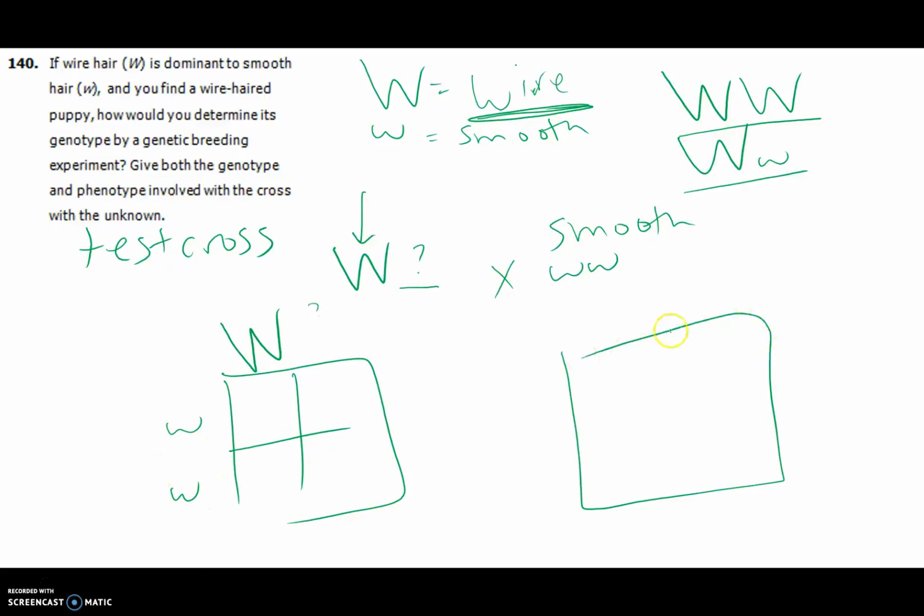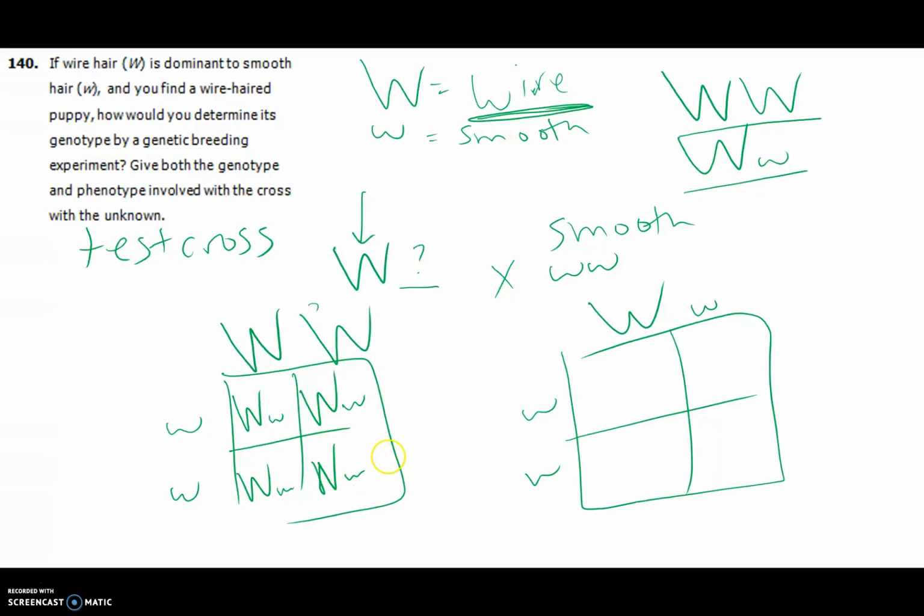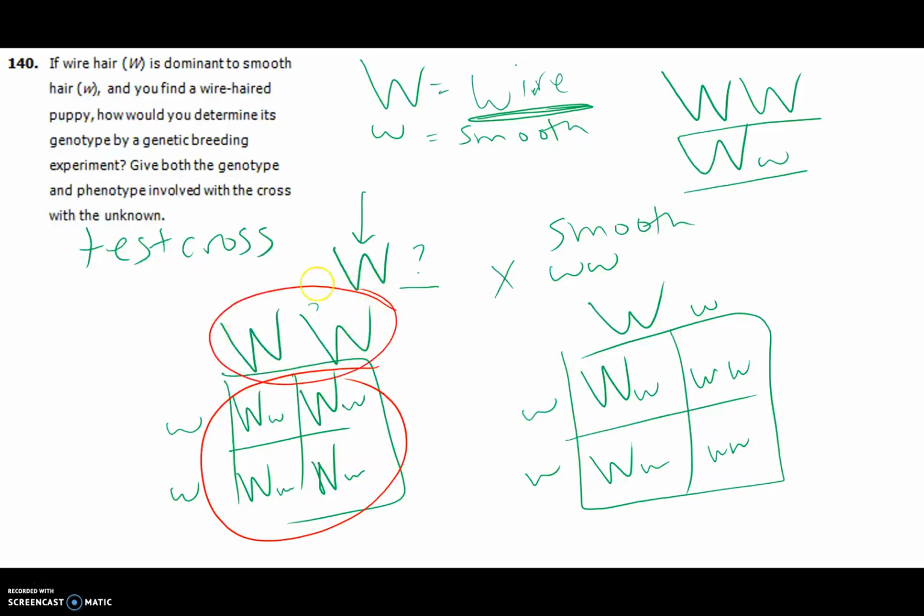So, out of our 2 options, we can say, okay, maybe it's homozygous dominant. Maybe it's heterozygous. So when we do our Punnett square, what we see is that if our offspring in the F1 are all going to have wire hair, that would tell us that the dog that we found is homozygous dominant.